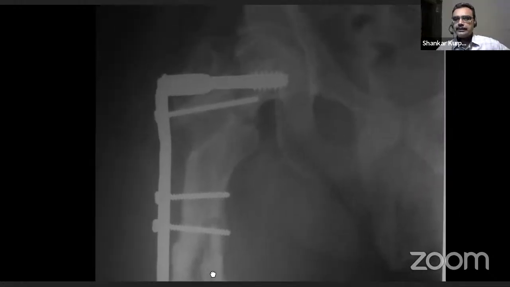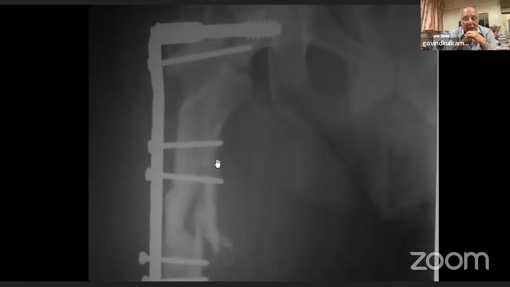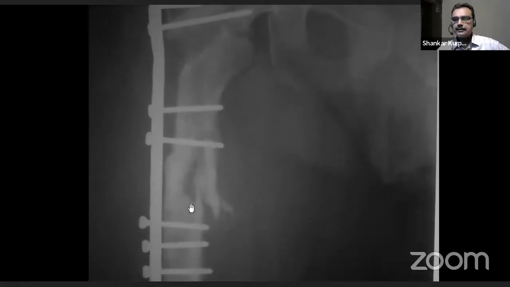So, following the same principles, we started seeing this nice ball of callus developing on the medial side. Which is where we would expect it to be seen. And we started seeing consolidation of graft in other areas as well. All of this consolidated nicely, and this fracture disappeared.